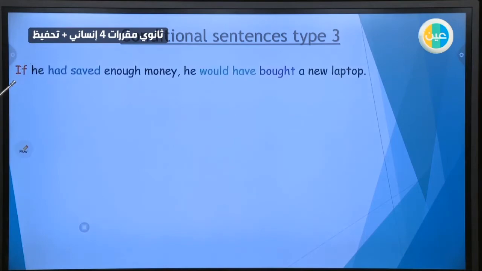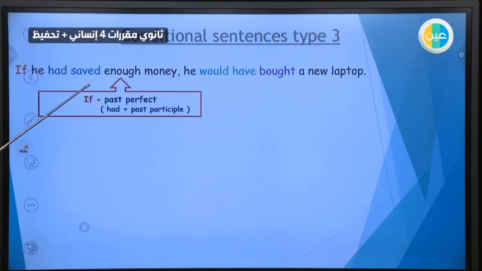Look at the sentence. If he had saved enough money, he would have bought a new laptop. So we have here a conditional sentence, and the sentence contains if. The if clause is if plus past perfect, which is had plus past participle. We have here if plus had plus past participle.